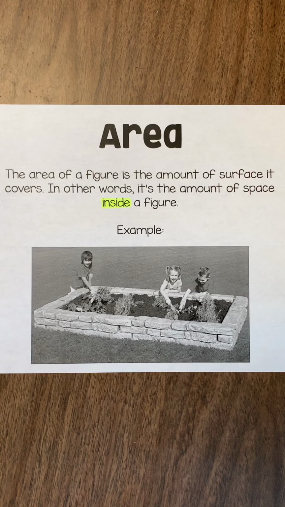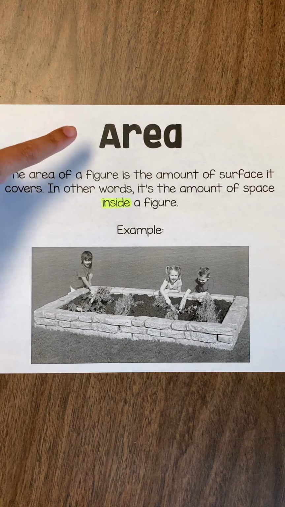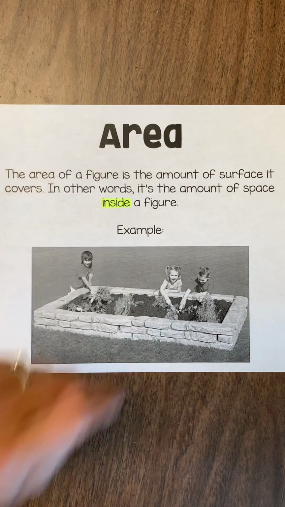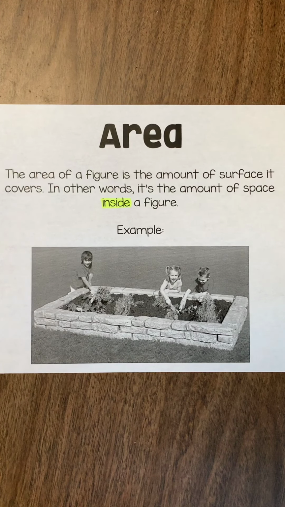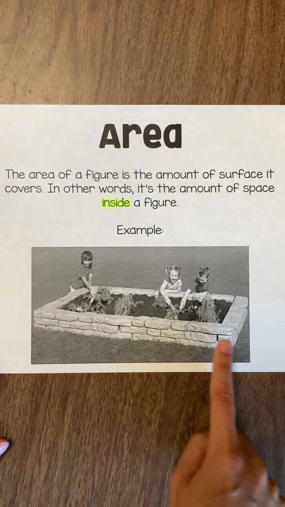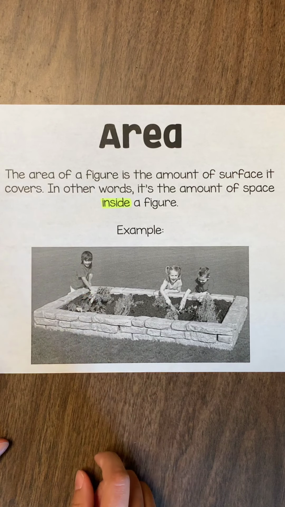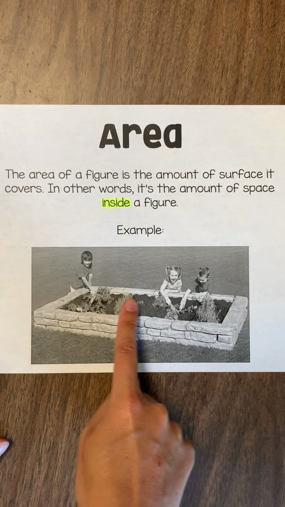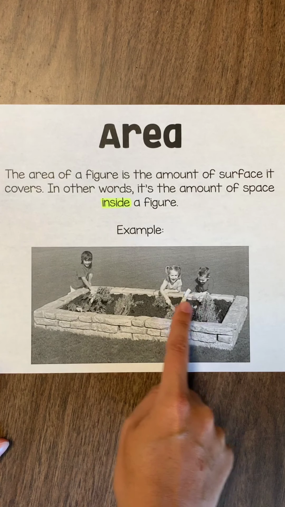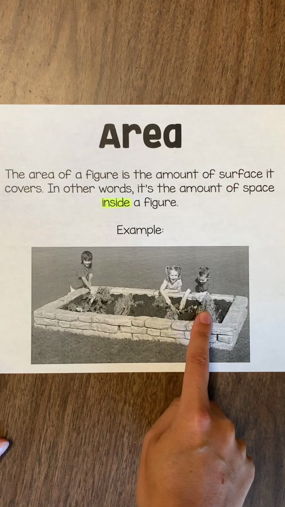The first term I'm going to have us discuss is area. So what is area? Well, the area of a figure is the amount of surface it covers. In other words, it's the amount of space inside a figure. For example, if we look at this picture of this garden, it's a rectangular shaped garden. The area of this garden is what is inside. So all of this space within this garden, that is the area.